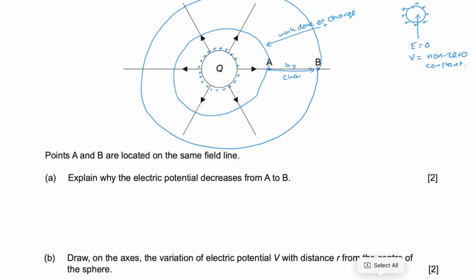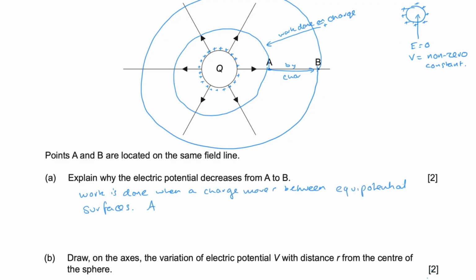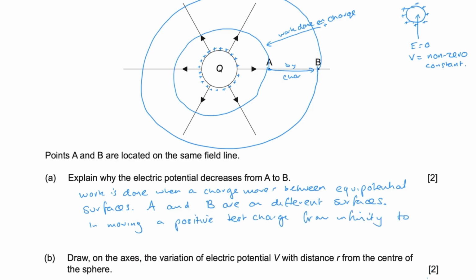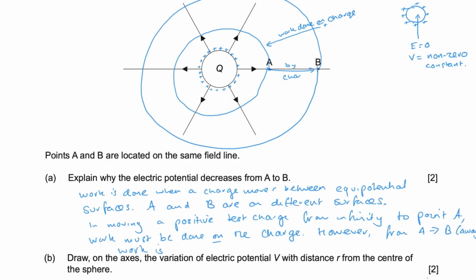Let's put this into the explanation. Work is done when a charge moves between equipotential surfaces. A and B are on different surfaces. Our second point will be in moving a positive test charge from infinity to point A, work must be done on the charge. However, from A to B, which is away, work is done by the charge.